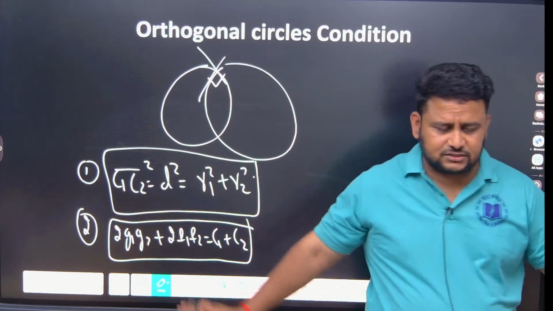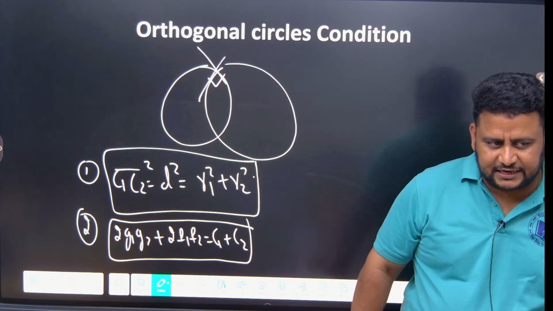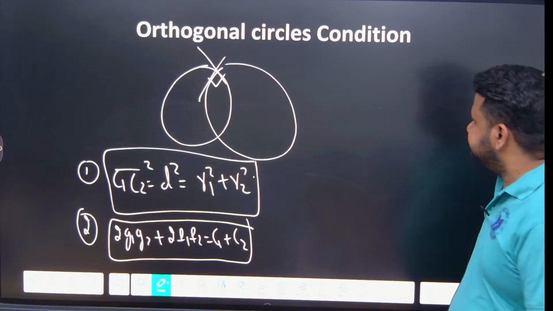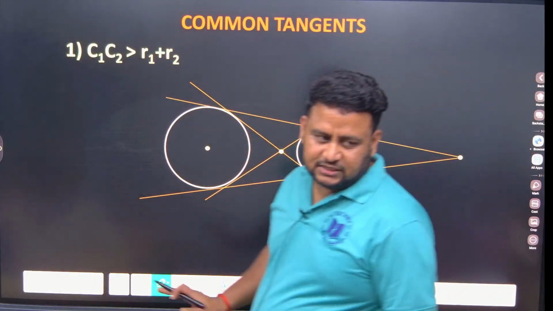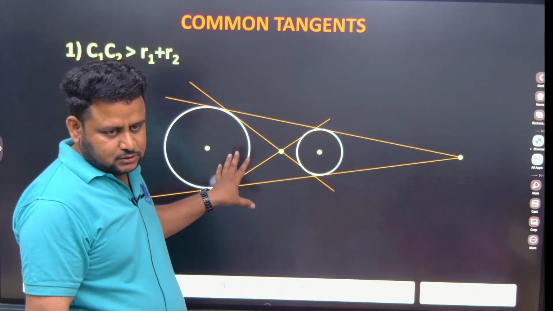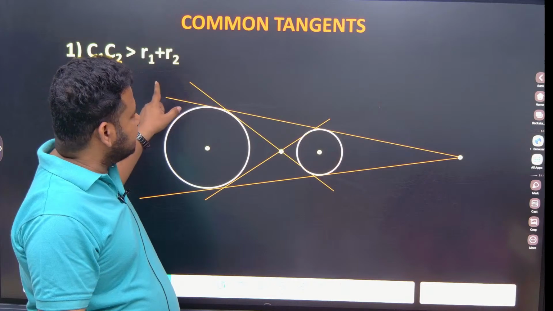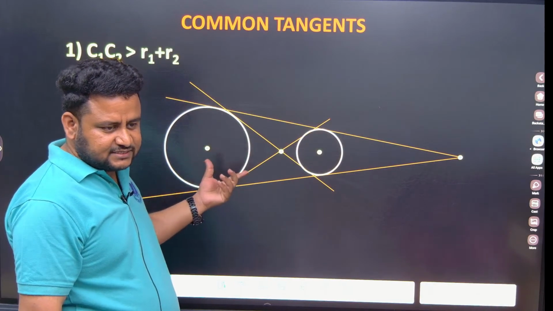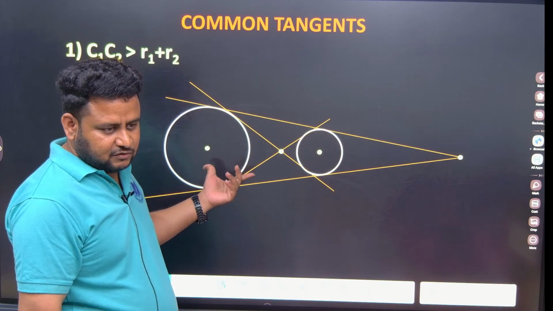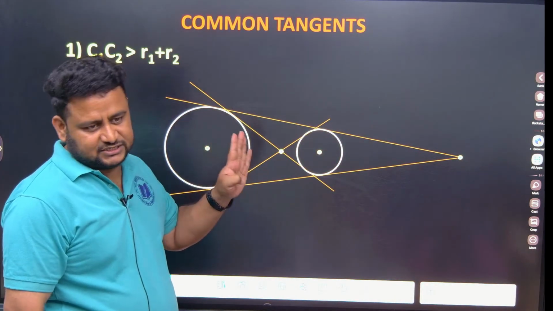Okay, done with this. Now we will study about common tangents. This is the most important thing in the entire session. Common tangents when C1 C2 is greater than R1 plus R2, that is, the distance between the centers is greater than the sum of the radii of the 2 circles. At that time we will have 4 tangents.